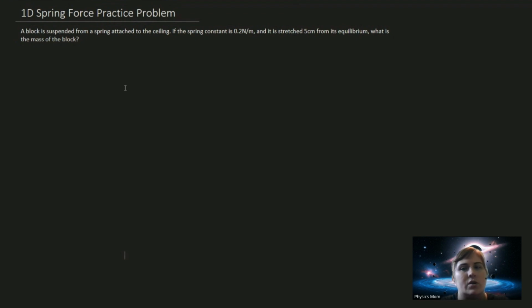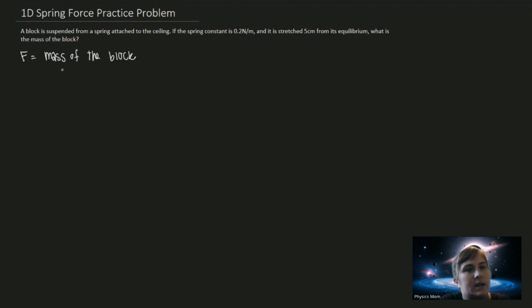So we're going to go ahead and implement our problem solving method using that acronym we've talked about before, FIDESA. F is for find. What is it I'm trying to find? That would be the mass of the block.